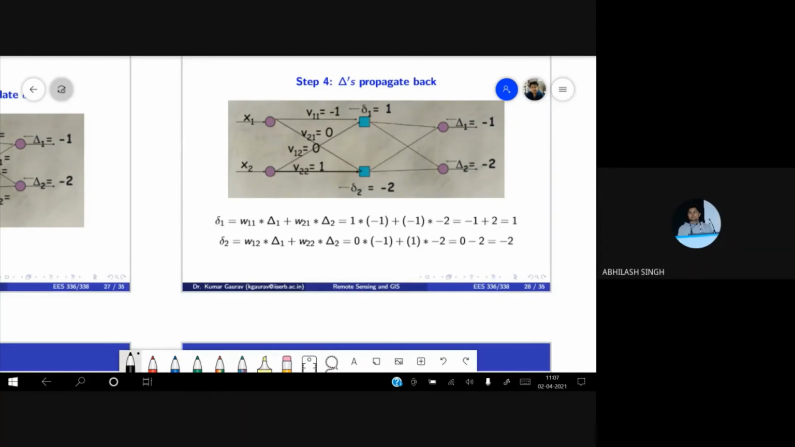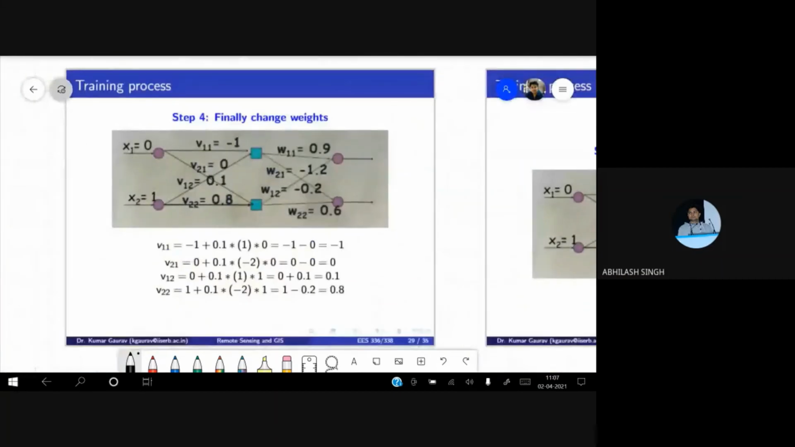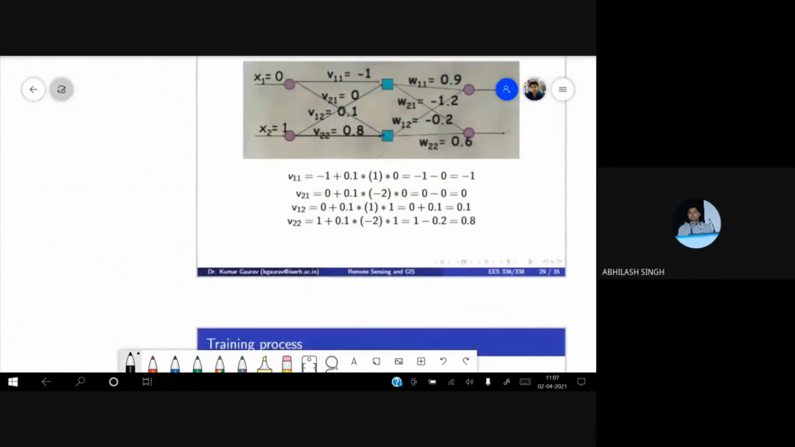And again, once we compute the delta 1 and delta 2, we will update these weighting values, which is the weighting values between the input layer and the hidden layer. And similarly to the previous case, we can write the values. It is nothing but V11 will be initial value of V11 plus learning rate delta 1 x1.